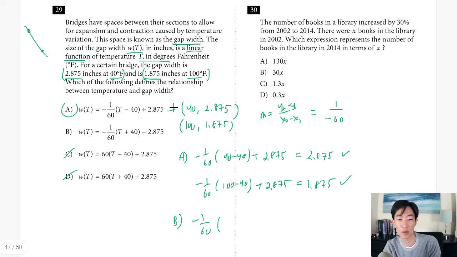T, we're using this first pair, times 40 plus 40 minus 2.875 equals 2.875. Now clearly if we do 80 times 1 over 60, we're going to get some messy fraction. So this is not going to be equal. And so choice B is not going to work.